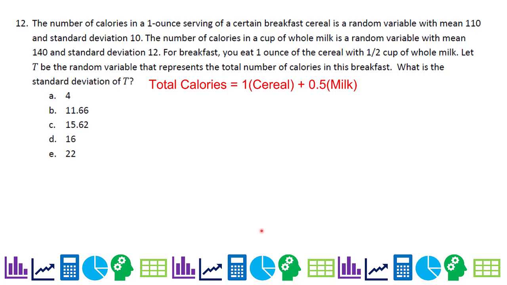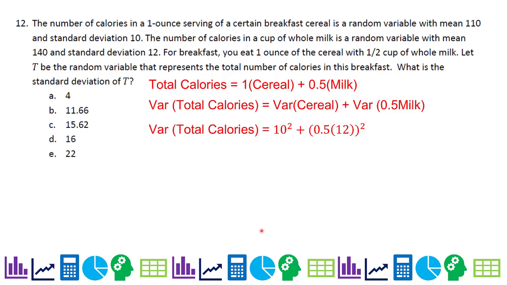Now, because these are two completely different things, two samples that we'll be doing, one of cereal, one of milk, you can't do them together. Then we have to work in variance, not standard deviation. So variance of T, or total calories, equals variance of your cereal plus variance of your milk. Well, remember, variance is just standard deviation squared. So for the cereal, it's just 10.